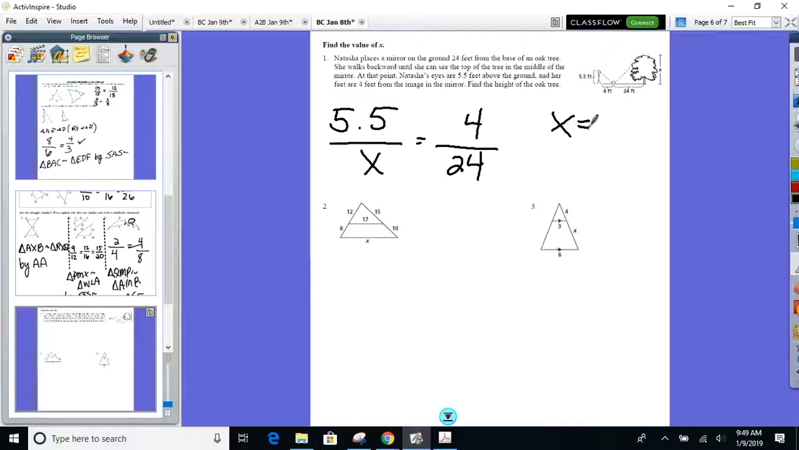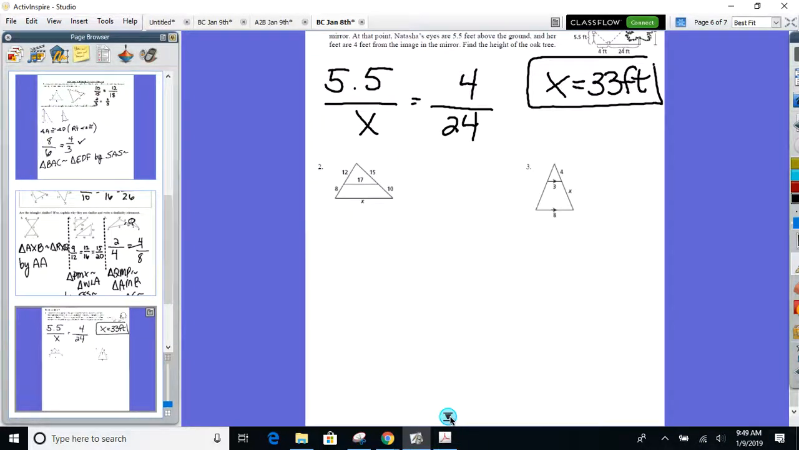$30? $33. You going to leave it naked or put something on there? Feet. There we go. Is this the only way to set up the proportion? Nope. You could have flipped it. You could have said 5.5 over 4 equals x over 24 and cross multiplied. As long as you're cross multiplying 4 and x, 5.5 and 24, you're correct.